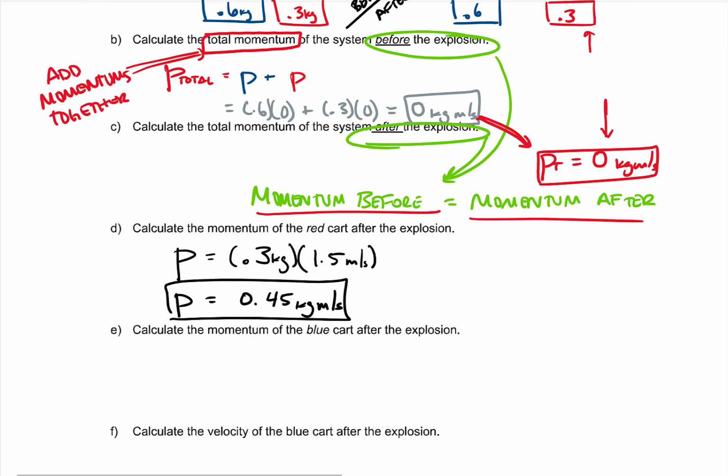Now, if I want the momentum of the blue cart after the explosion, what we're going to do is say the total momentum after is the momentum of the red cart plus the momentum of the blue cart after the explosion. We said our total momentum afterwards was 0, and the momentum of the red cart is 0.45. We want the momentum of the blue cart. So what we see here, we'll do it in blue, that makes more sense.